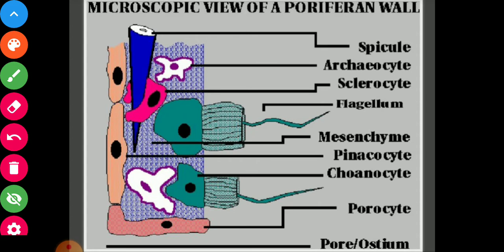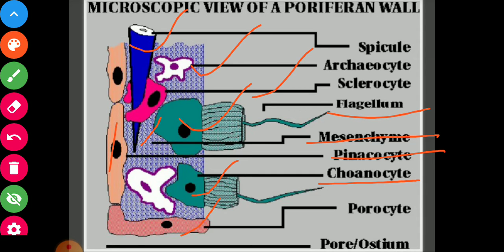See the arrangement of the cells in the body wall. Here, these are spicules. This cell is called archaeocyte. This cell is sclerocyte. This is the collar cell, which is having a flagellum. This layer is mesenchyme, and the outer layer is having pinacocytes. This is choanocyte, that is also called collar cell, and this cell is porocyte, which regulates the entry of the water through ostia.